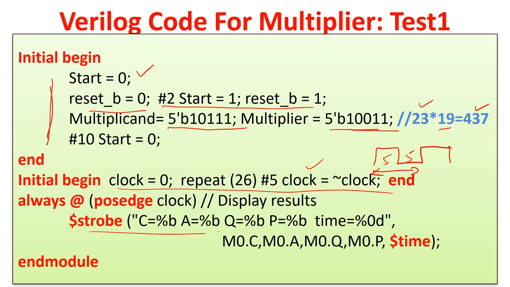On every positive edge of the clock, we are trying to display A, Q and C. A and Q hold the product, so this is the product, and this is the counter value. This P is actually the counter value, and let us see how we are getting it when we simulate.